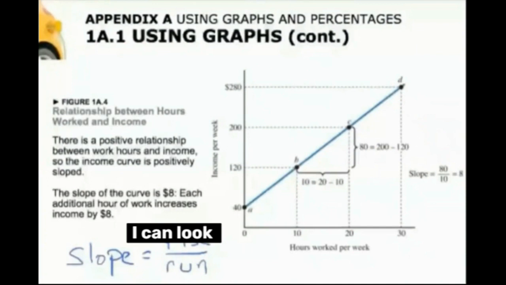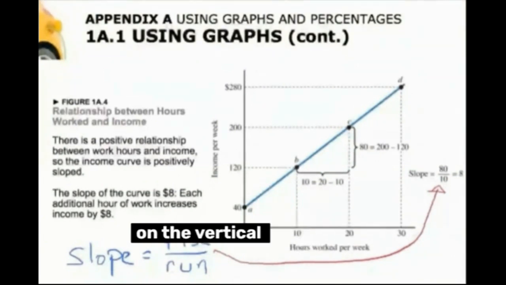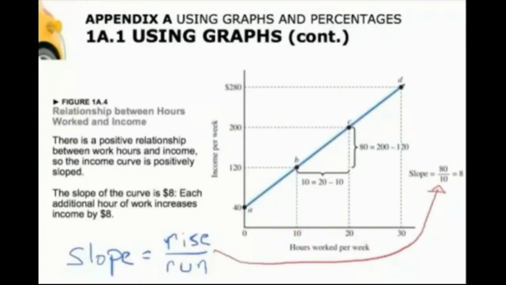So when I calculate the slope, I can look at the rise divided by the run, and that gives me 80 over 10, or 8. So the slope is the change in the variable on the vertical axis divided by the change in the variable on the horizontal axis.